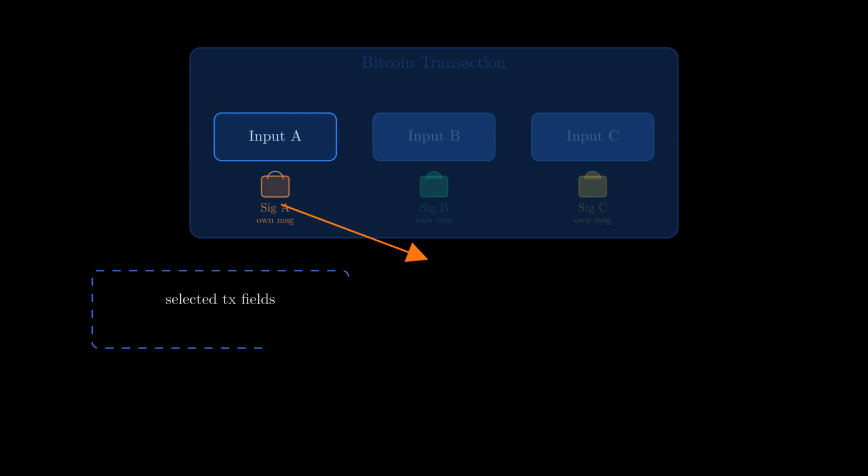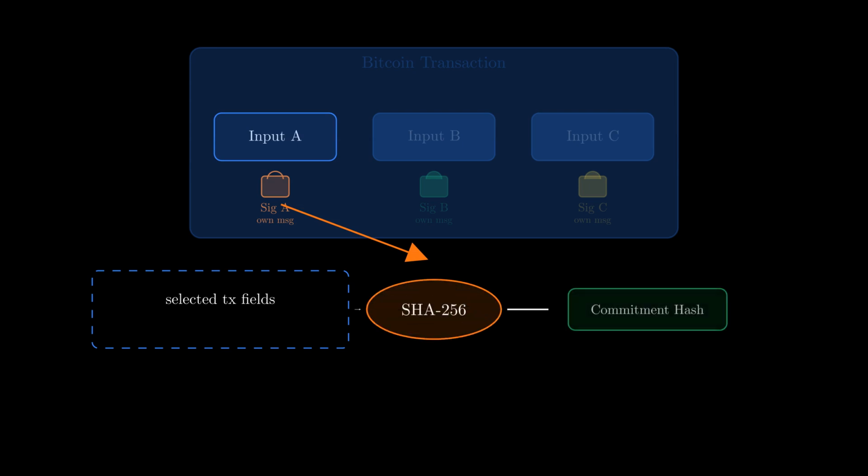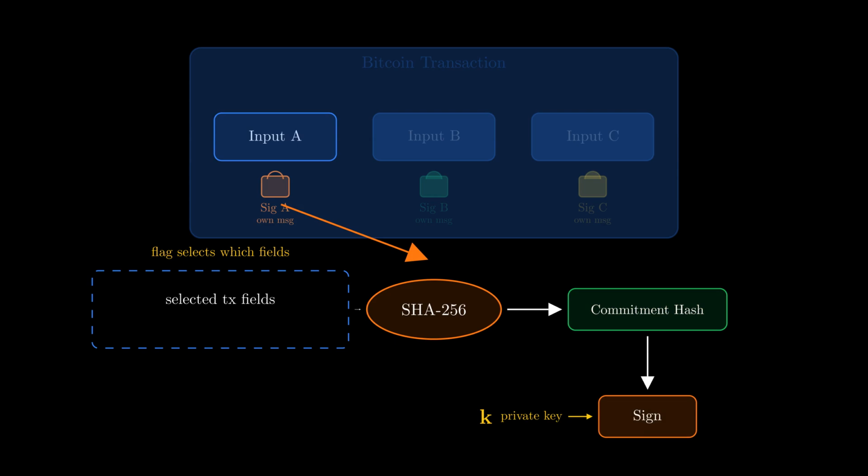Now, what message gets signed? It's called the commitment hash, a SHA-256 digest computed over a chosen subset of the transaction data, plus a single byte called the SIGHASH flag. The flag decides which parts of the transaction go into the hash. Change the flag and you change what the signature actually authorizes. So far, we've assumed a signature covers the whole transaction. That's a choice, not a requirement.